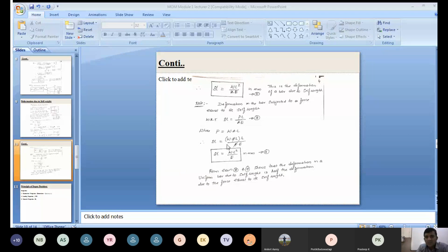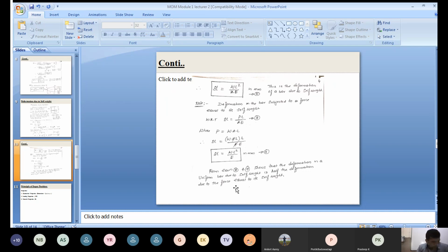Now we'll compare equation 2 and 4. Equation 2 is deformation due to self weight. Equation 4 is deformation due to an external force applied, where that external force is equal to the self weight of the body. Now when we compare these two, which one will deform more? Will self weight deform more, or will an external force equal to the self weight of the bar deform more?